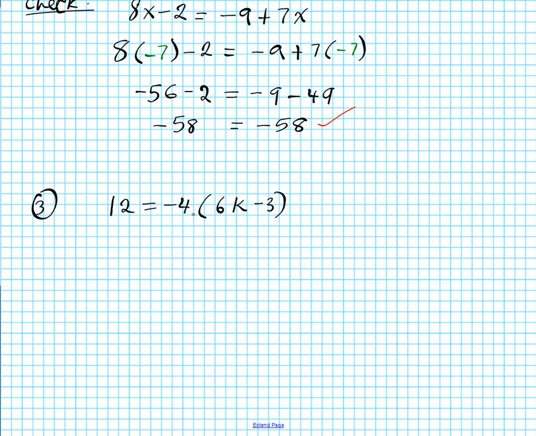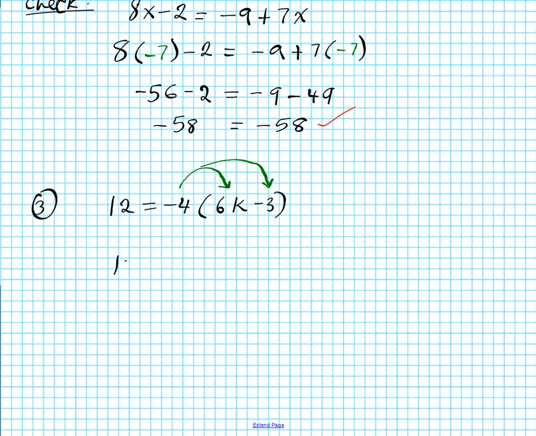So for this one, you notice this parenthesis right here. All parentheses means is basically to distribute, okay? So this negative 4 will get distributed or multiplied by everything inside the parentheses, okay? So what I'm going to do is take minus 4 and multiply it with 6k. Take minus 4 and multiply it with negative 3, okay? So note that anytime you're multiplying, the sign goes with the sign and the number goes with the number, okay?